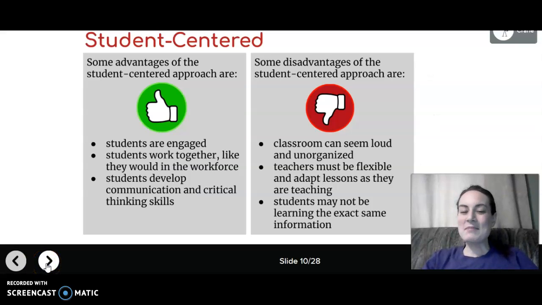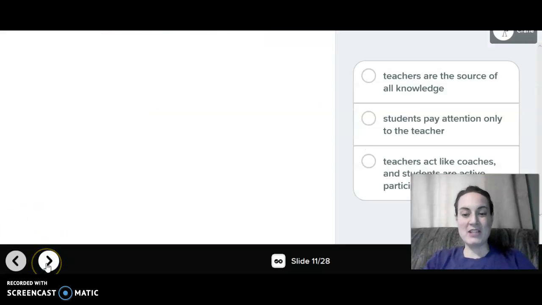Let's look at some advantages and disadvantages of a student-centered class. Some advantages are students are engaged. Students work together like they would in the workforce. Students develop communication and critical thinking skills. Some disadvantages are the classroom can seem loud and unorganized, especially if lots of people are talking. Teachers must be flexible and adapt lessons as they are teaching. Students may not be learning the exact same information.